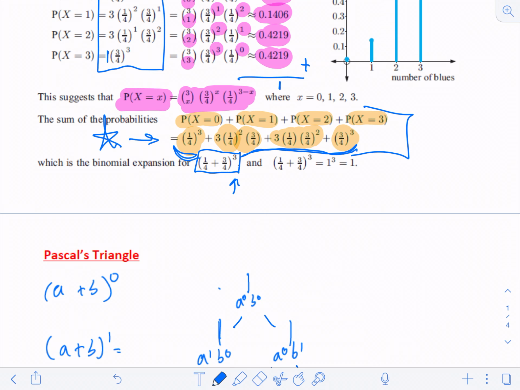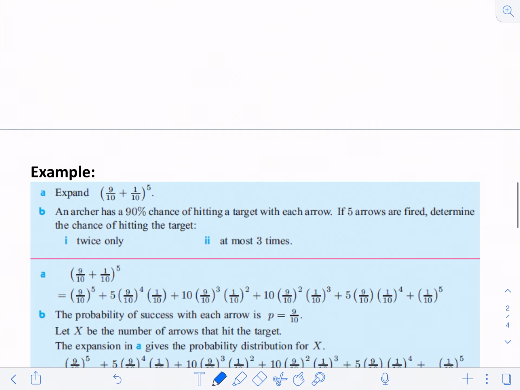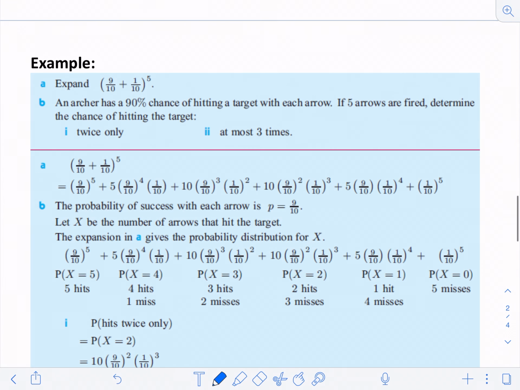So rather than doing a tree diagram for everything, there's actually an algebraic way of calculating the values using Pascal's triangle if I have this type of binomial experiment where I either have success or failure. So I can do that instead of having to do a tree diagram and calculate everything manually every single time. Let me show you an example here. I have the example and I have the answer written out because I just want to analyze this for you. We have this expansion of 9/10 plus 1/10 to the fifth. This is what I want to expand.